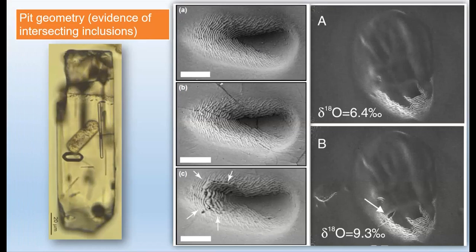Other more subtle features, like even the pit geometry, are important to look at. So we can see here a more pristine pit. You'll note that they aren't exactly elliptical, and that's because of the geometry of the Cameca instruments, the 1270, 1280 or 1300, where the beam is coming in at quite an oblique angle. So it's coming in from the side.